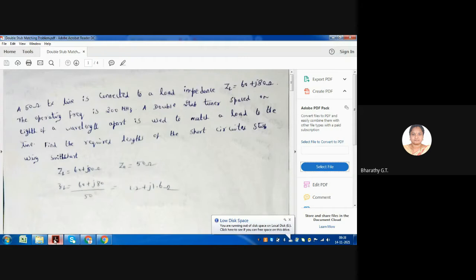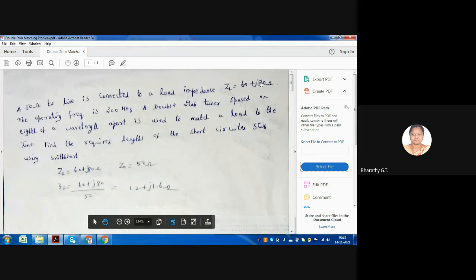In the problem, four parameters are given. One is the characteristic impedance, given as 50. The load impedance is given as 60 plus j80, and the frequency of operation is given as 300 megahertz. The fourth point is the distance between the two stubs, given as lambda by 8.